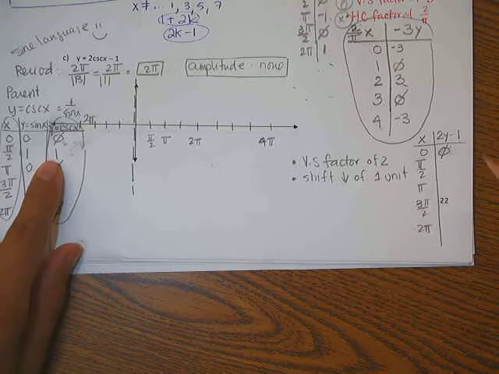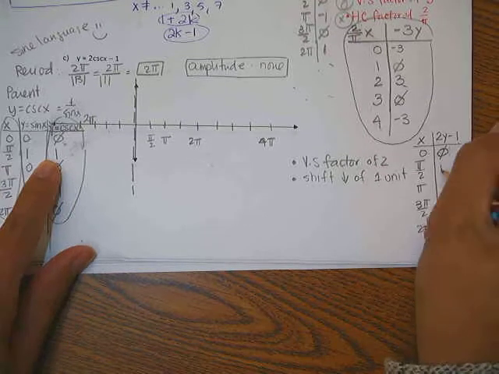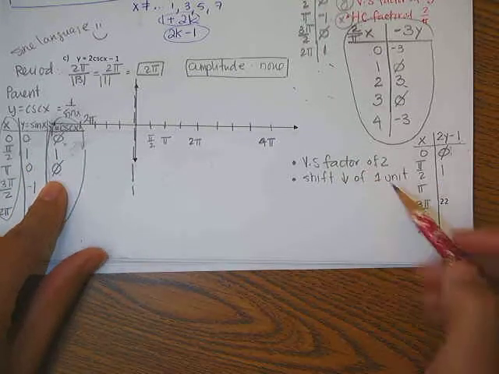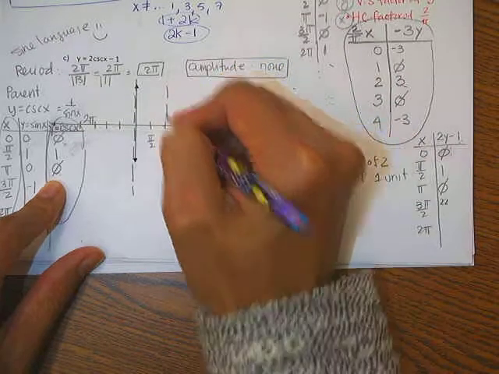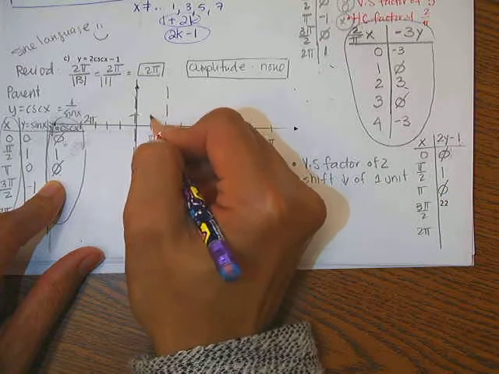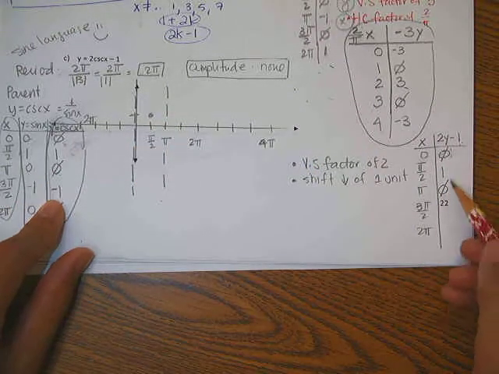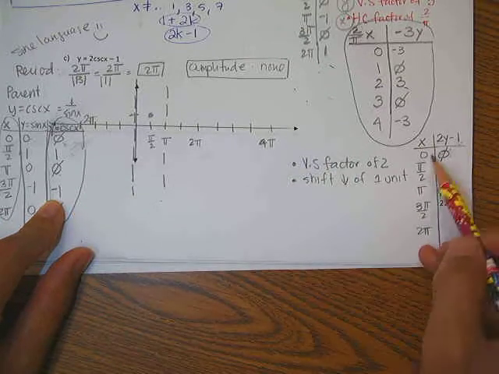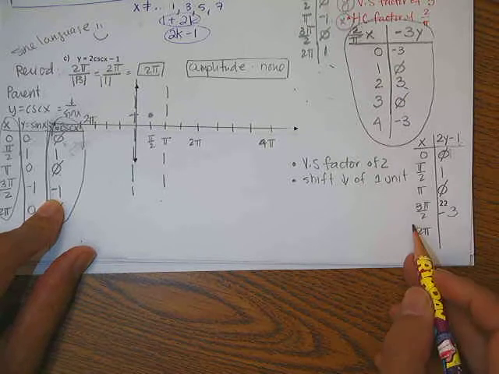The output is 1. 1 times 2 is 2. 2 minus 1 is going to be 1. The output is an asymptote, and even if you do both transformations, you're still going to have another asymptote, so that one's at pi. Let me just plot this out. This is at 1. The output is negative 1. 2 times negative 1 is negative 2. Negative 2 minus 1 is going to be negative 3 when the input is 3 pi over 2.